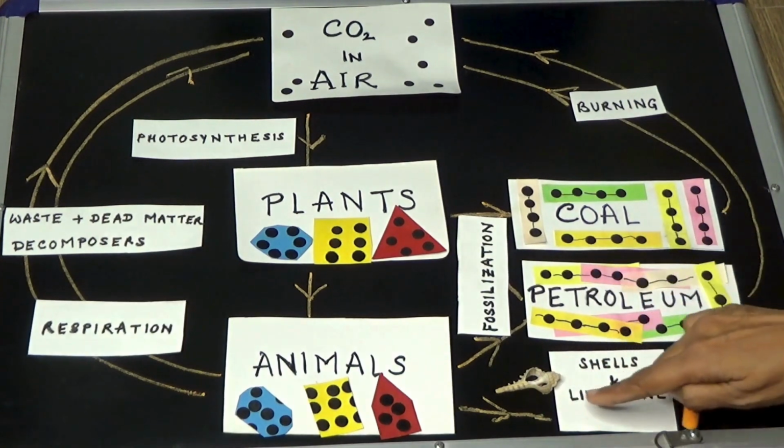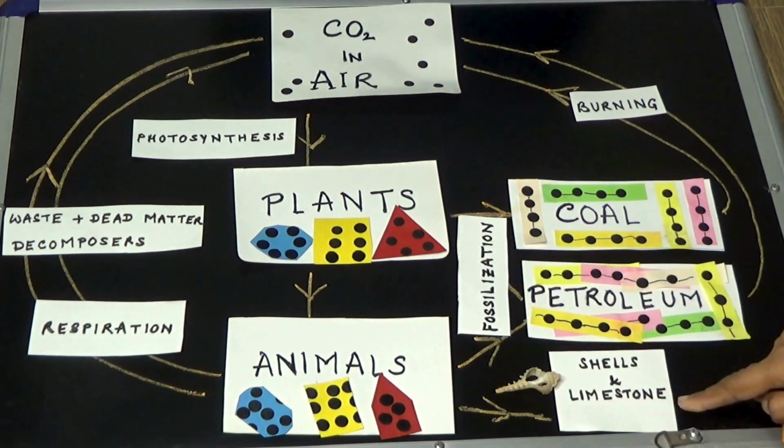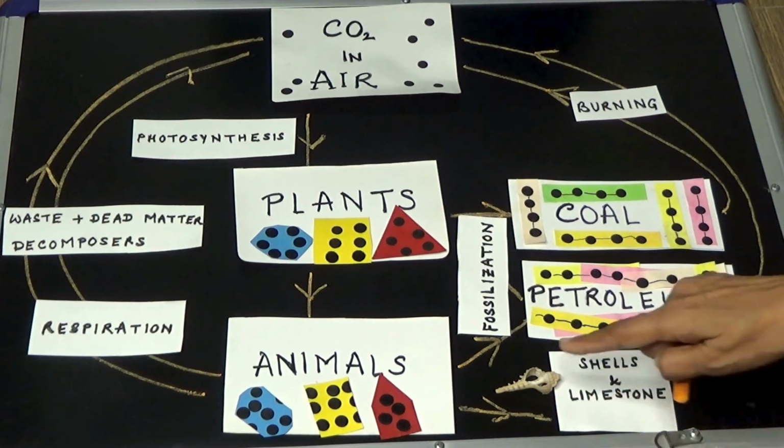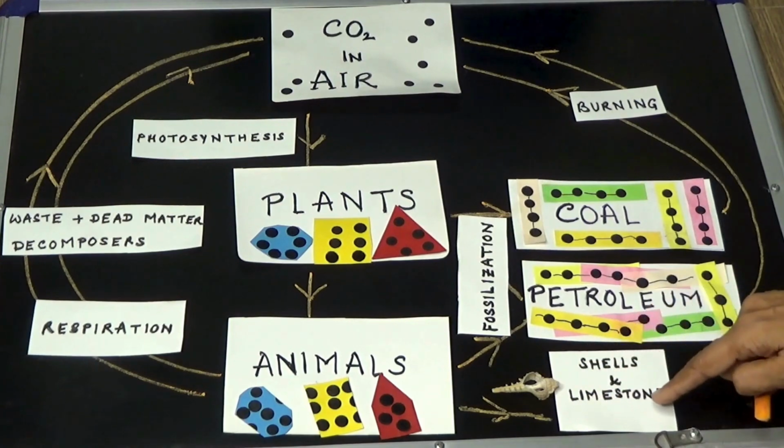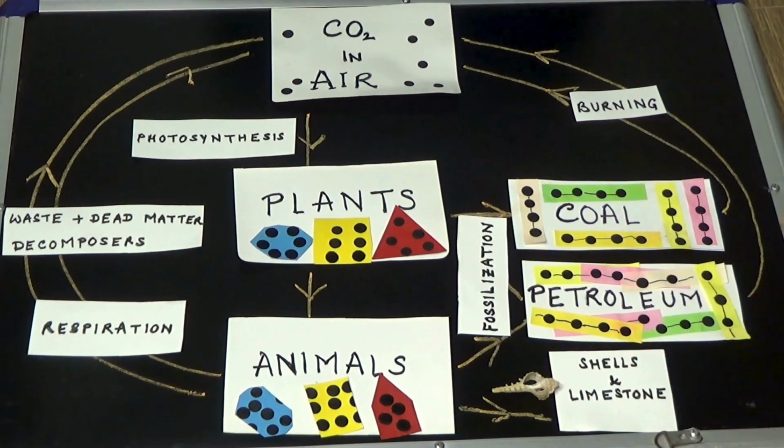they create a rock called limestone. Limestone is white in color, but it also has a carbon atom. So a large amount of carbon is also trapped as limestone. So this is how the complete carbon cycle is generated on Earth.